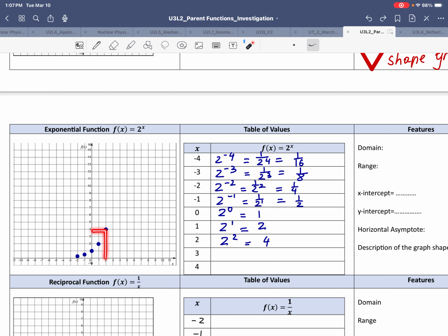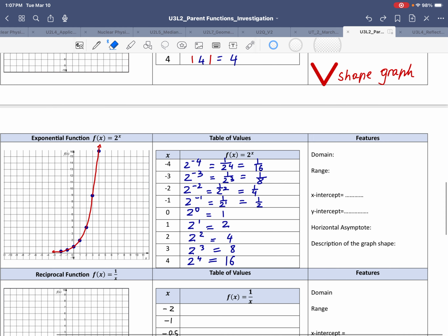So (2, 4). And when x equals 3, we're going to have 2 to the power 3, which is 8. That's (3, 8). And lastly, when x equals 4, the value of y is equal to 2 to the power of 4, or 16. So we will connect all these points, and that will make the shape of the graph of 2 to the power of x. So next we'll discuss the domain and the range of the function.